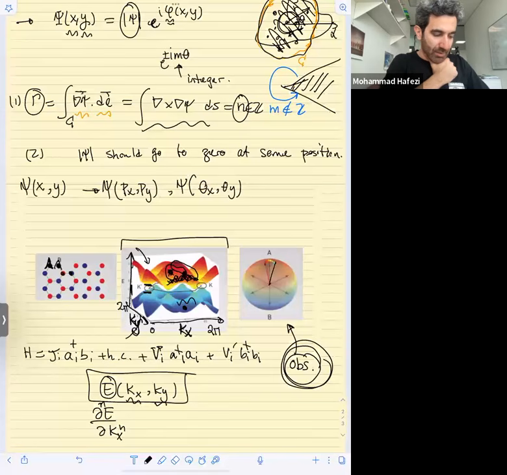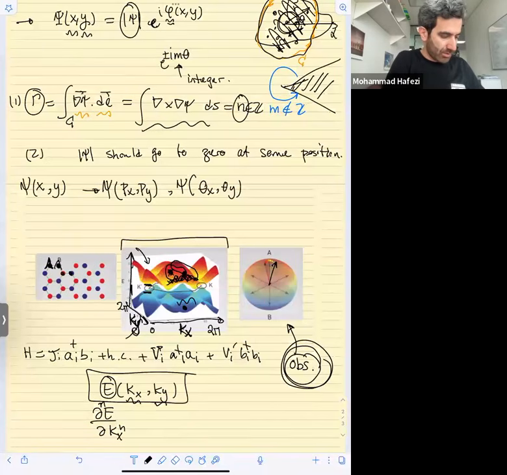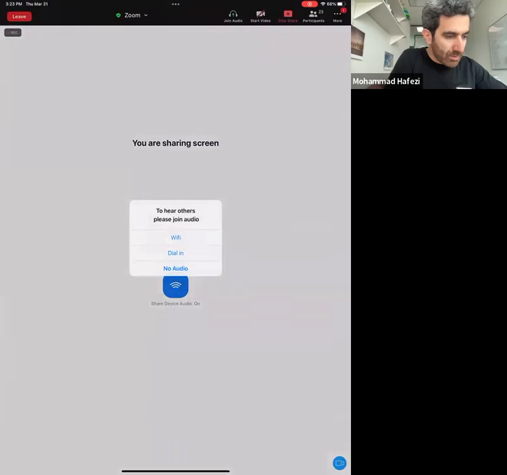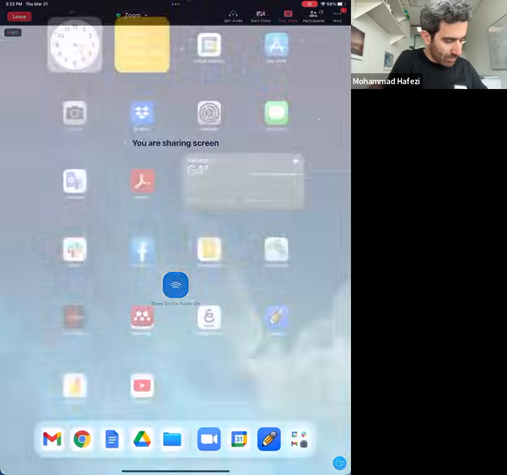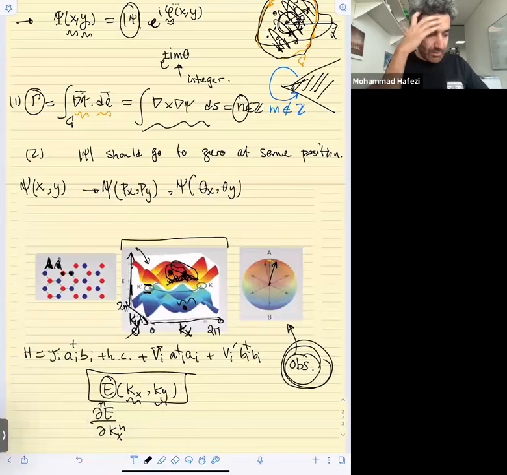So this unit vector is okay. Just give me a second. Okay, now it's good. This unit vector is n as a function of kx and ky.